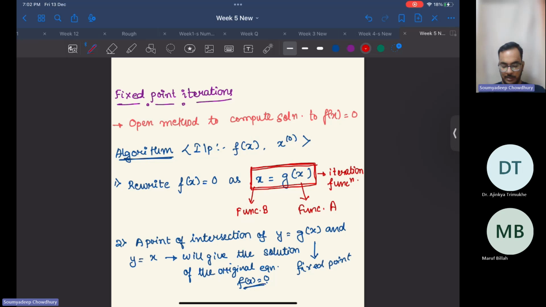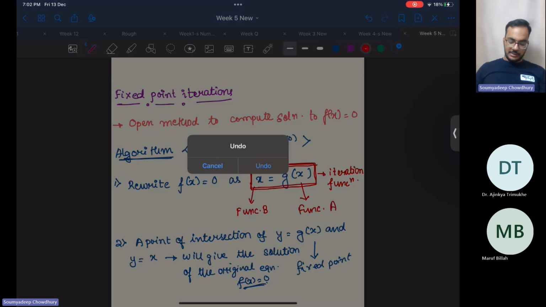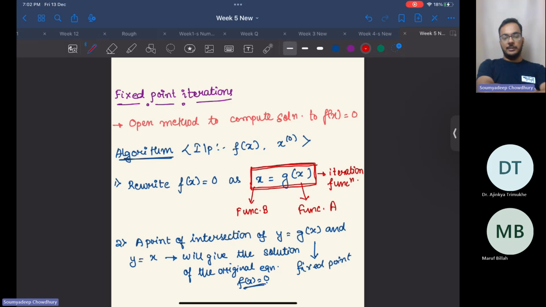So in the fixed point iteration method, the basic algorithm goes like this: you are given an equation f of x equals 0. What we do is we use the concept of recasting. That is, we rewrite this equation f of x equals 0 in this form, x equals g of x. Now you might ask that there can be multiple ways of writing that function, that g of x can be anything. Yes, it can be anything, but it is by trial and error that we decide which g of x we should choose, so that it gives us convergence. We'll see the examples, then it will be clear to you.